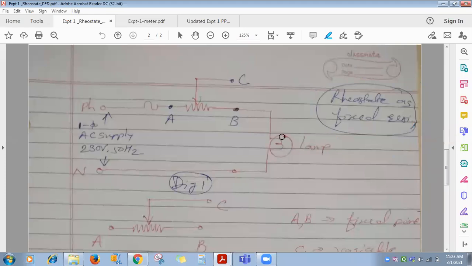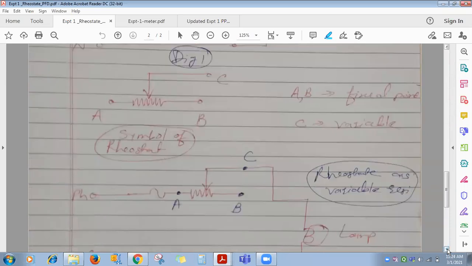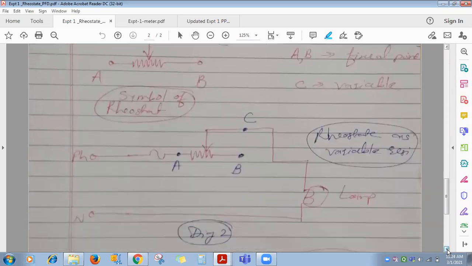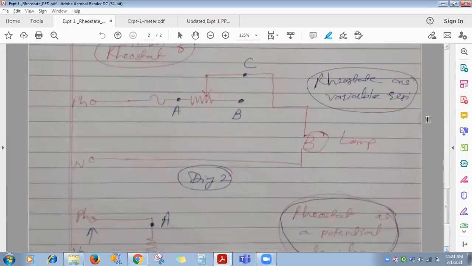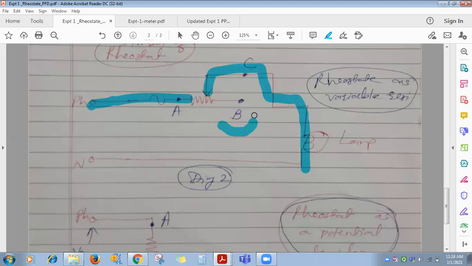Now I want to use it as a variable resistance. How can I use it? See the diagram. Connect the lamp to C. Correct. Use any one fixed terminal, either A or B, and connect it to phase. Here I have connected A. You can connect B instead of A, and connect the variable terminal to the lamp. Now all of you can see here B is not connected in the circuit. It is floating. Okay, clear?